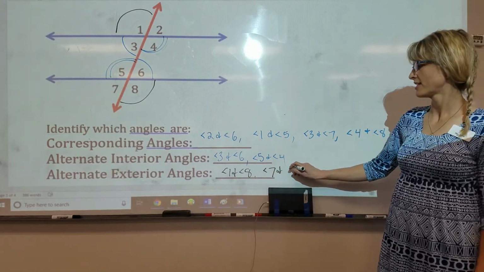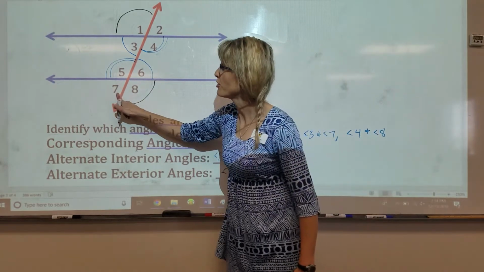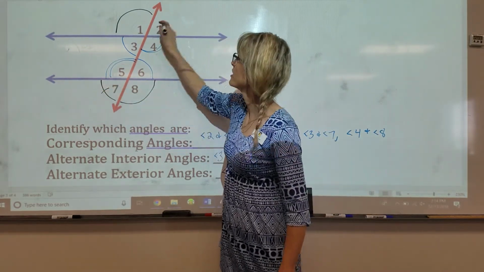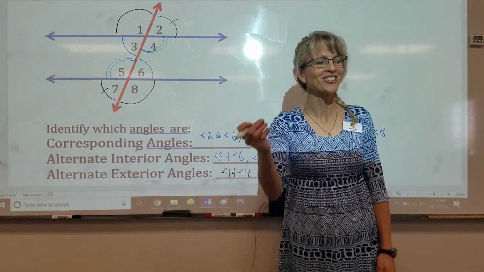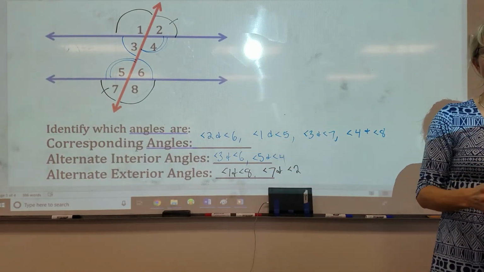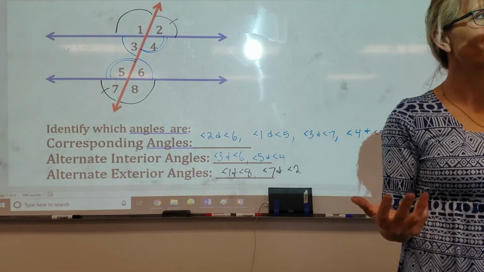Yeah, 7 and 2. Look, they're both acute too. That helps you remember. Let's do a single tick. 7 and 2 are alternate exterior. What are they called, class? Get ready. Alternate exterior, and they're also congruent.